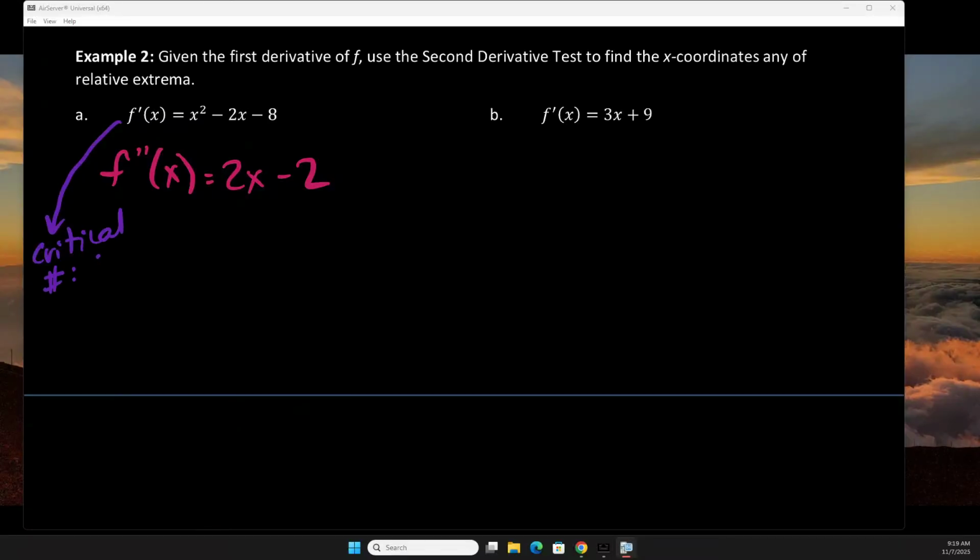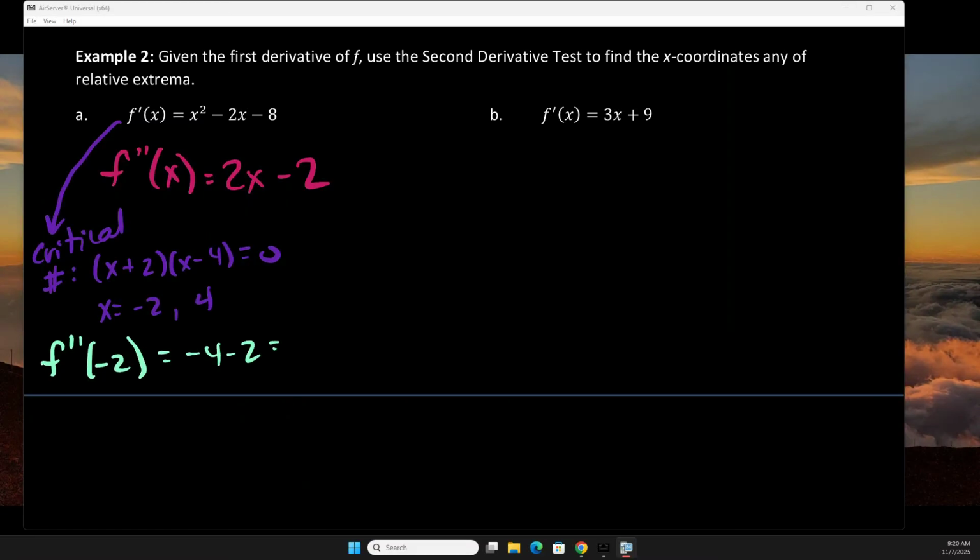Alright, so we want to know when this guy is equal to 0 or undefined. It will never be undefined. So we don't have to do any table, any number lines or anything. I'm just gonna take those critical numbers and plug them into the second derivative and see if we get a positive or a negative. So for -2, I'm gonna get -4 minus 2, which is a negative.